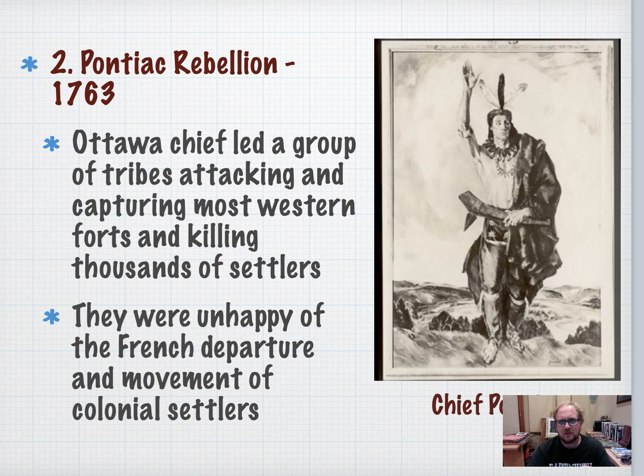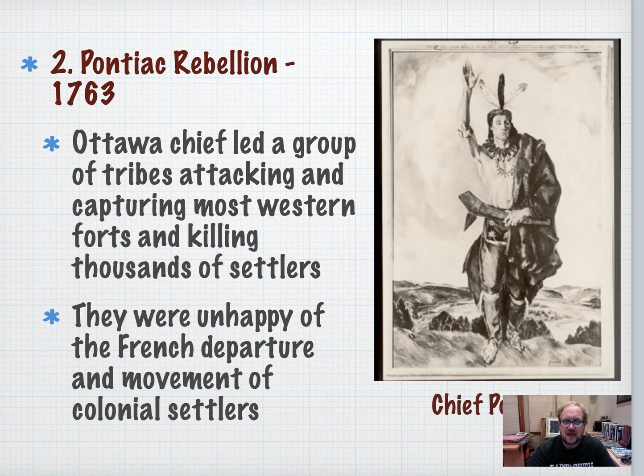Pontiac's Rebellion was another time. Michigan, Lake Erie, Ohio, and Ottawa Native Americans band together and start attacking Western forts and settlements. In these attacks, they take thousands of settlers and storm forts. The British were able to push back the Native American advances in all these cases. They were able to protect their forts and push these Native Americans back.